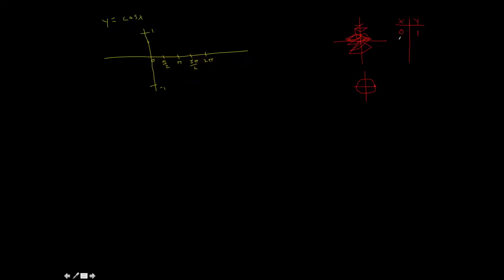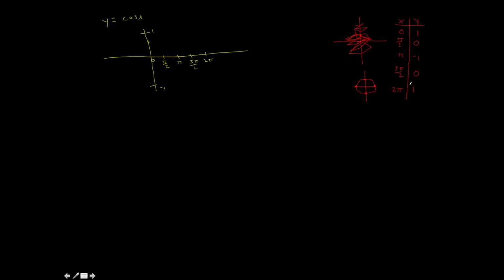What about pi over 2? Well, hopefully you know cosine here. The x-coordinate at this point is going to be 0. What about pi? Well, the x-coordinate at pi is -1, if you remember. And then, what about 3 pi over 2? Well, the x-coordinate there is going to be 0. And what about 2 pi? Well, we're back around to where we started, so the x-coordinate is going to be 1 again.